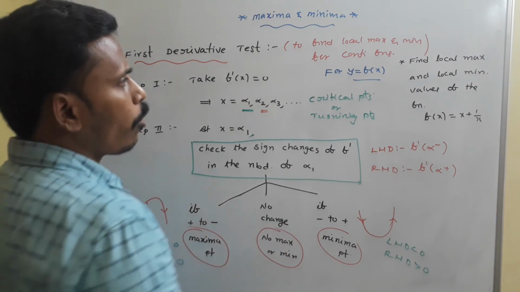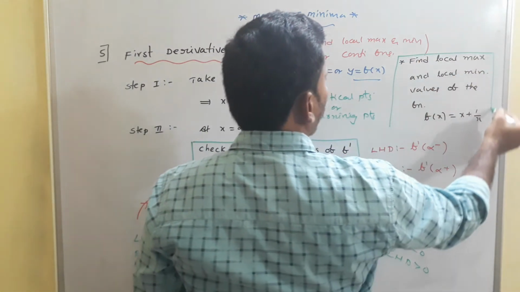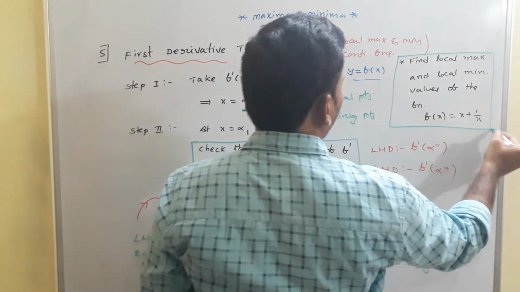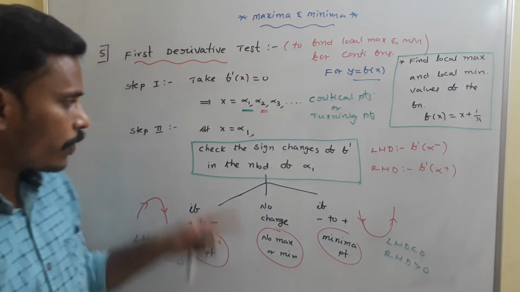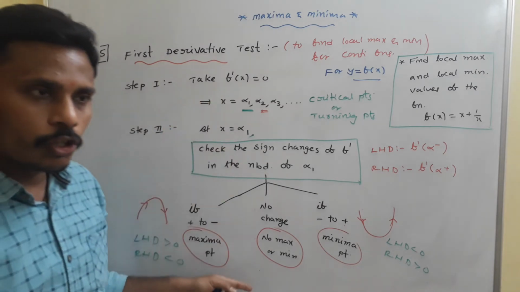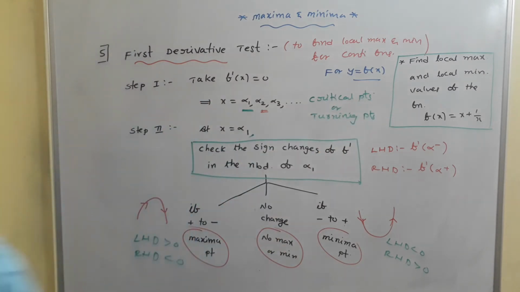I will discuss one problem. We need to find the local maxima and local minima values of the function f of x equals x plus 1 by x. First of all, you just observe this. I have a screenshot and then I will solve that problem. You just try it meanwhile.